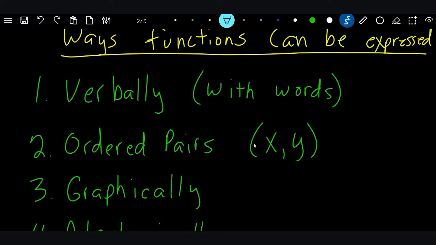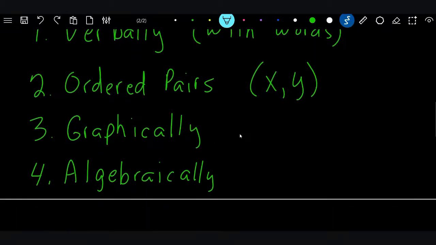The third way that you can express a function is graphically. Basically, it's the same thing as the ordered pair, except now they're not giving you the ordered pair. Now they're just showing you the graph. What do I mean by that?